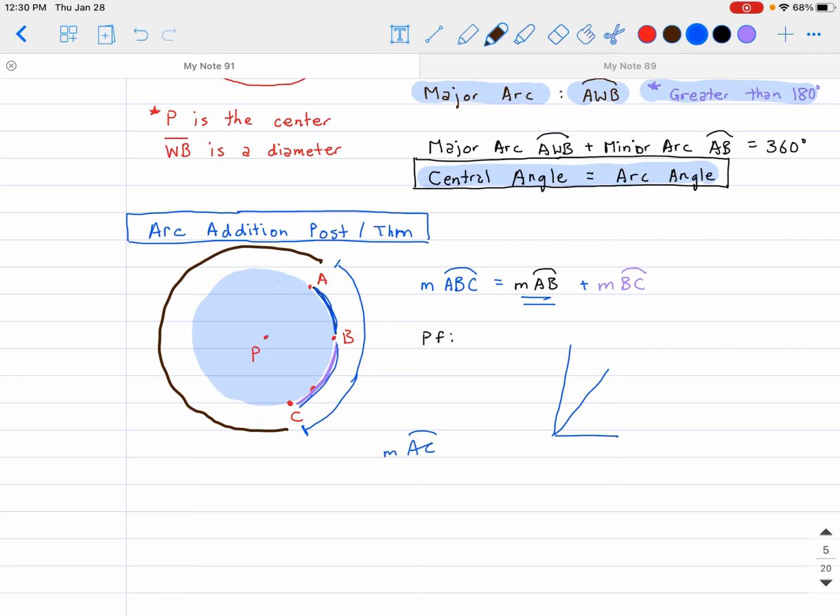99% of the time when you're writing an arc with 2 letters, it's always referring to the minor arc. Let me repeat that one more time. 99% of the time when you're writing the arc using 2 letters, it's always referring to the minor arc, meaning the one that is less than 180 degrees. But some people might say otherwise. So just for safety reasons, a lot of times people want to, if possible, use 3 letters.